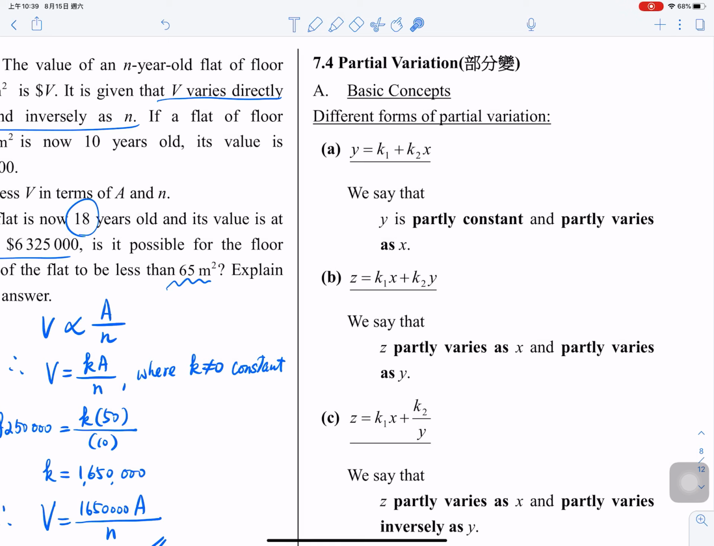7.4 Partial variation. Here is another kind of variation. Let's see the basic concept. Different forms of partial variation.